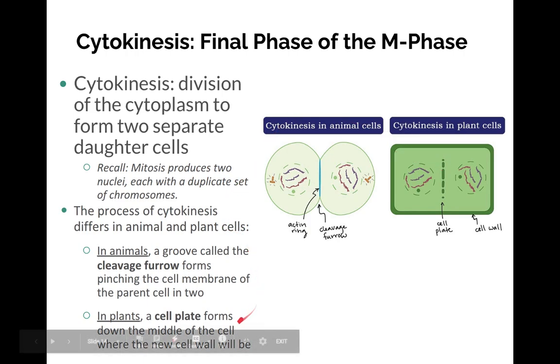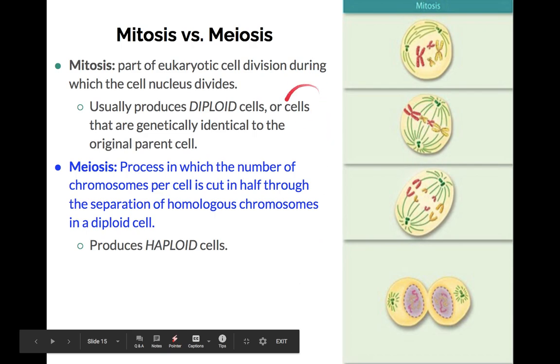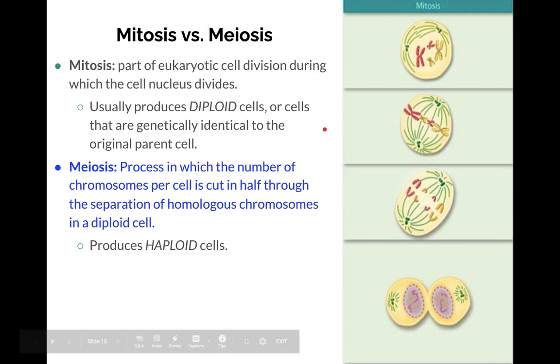And if you recall, in animals and plants, that happens a little bit differently. So that was a really quick review, but remember, mitosis is the part of the eukaryotic cell division during which the cell nucleus divides. The whole point of it was just to make new cells. We have constant cell turnover. We are always needing to produce new cells, and the whole point is to produce a genetically identical cell in comparison to that original parent cell.